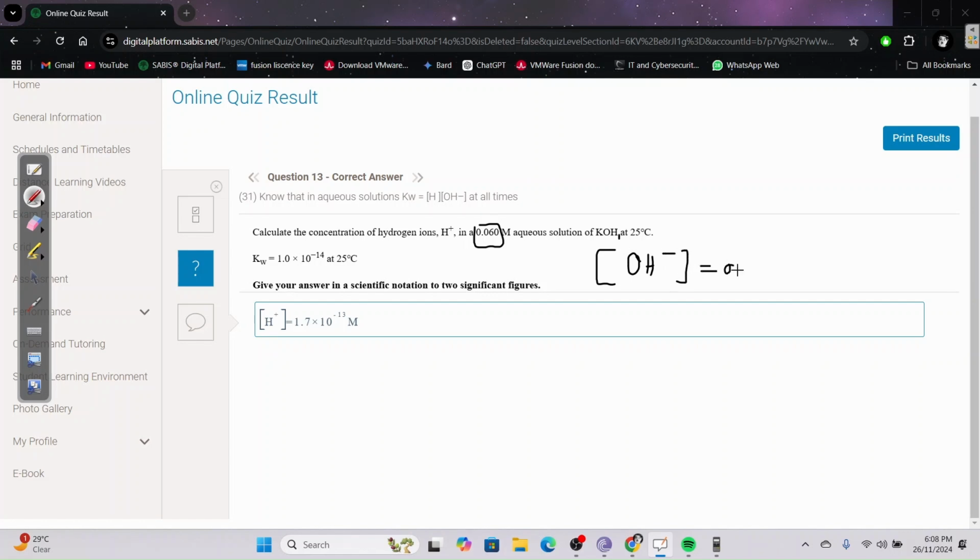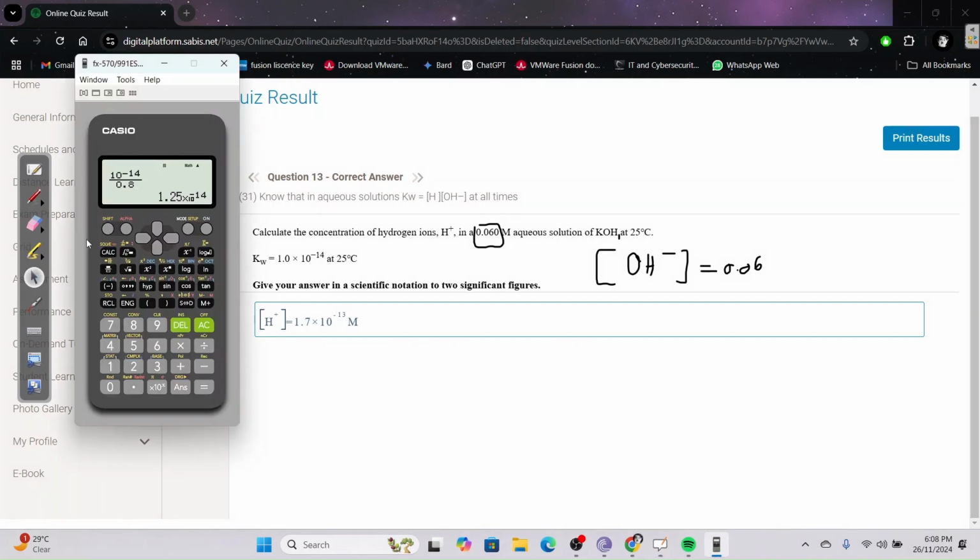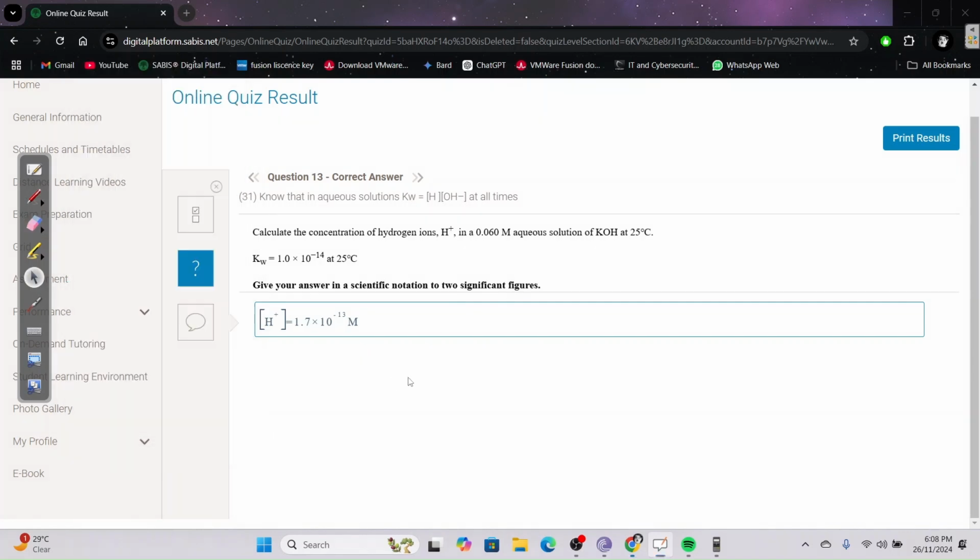equals 0.06. Right? Now you do literally the same thing we've been doing for the past 3 questions. So here's 0.06. 1.666 repeating times 10 to the power of negative 13. Two significant figures, so 1.7 times 10 to the power of negative 13. Okay.